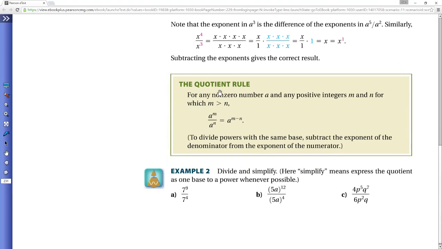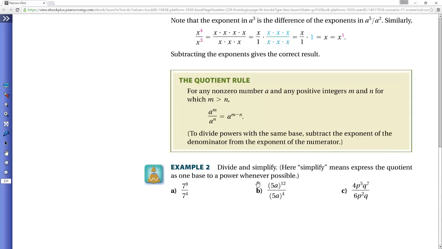The quotient rule, quotient means answer to a division, and that's what fractions are, really, divisions. So it says for any non-zero a and any positive integers m and n, for which m is greater than n, and we're going to talk about this a little bit later. They're really just trying to avoid something called negative exponents until they talk about this. So they put this extra condition in here that says that I want my top exponent to be bigger than my small one, so I don't end up with a negative number after the subtraction. And we'll talk about that a little bit later when we start talking about negative exponents.